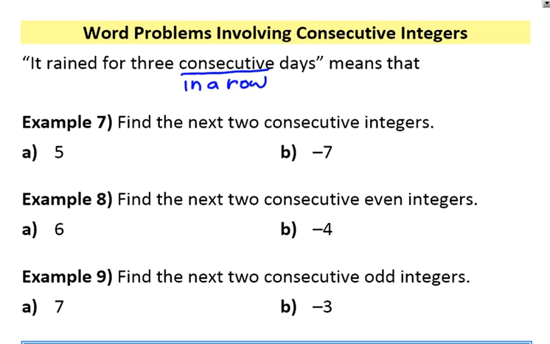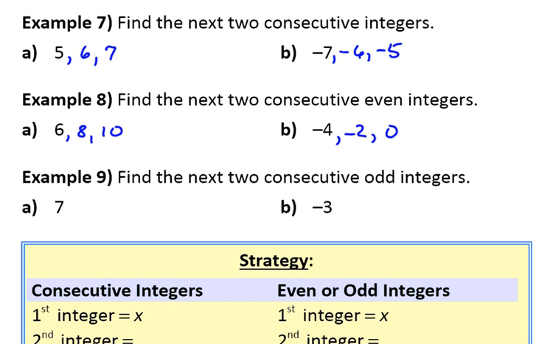So at 5, the next 2 would be 6, and then 7. Negative 7, a little bit harder because we've got to go the other direction, but remember, getting one bigger would be negative 6, negative 5. Example A, find the next 2 consecutive even integers. So 6, 8, 10, and B, negative 4, negative 2, 0. The next 2 consecutive odd integers, 7, 9, 11, negative 3, negative 1, positive 1.